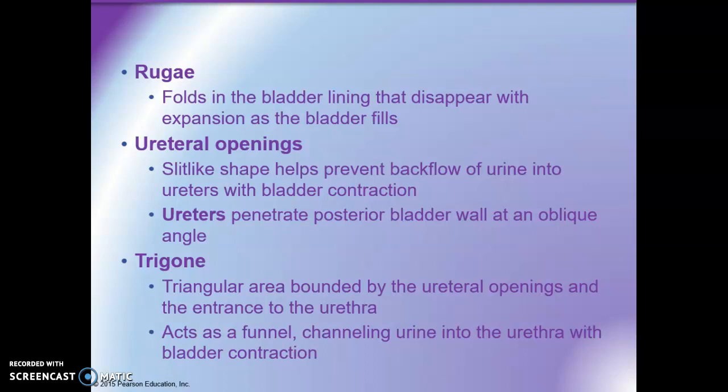The ureteral openings have a slit-like shape that helps prevent backflow of urine into the ureters with bladder contraction. Ureters penetrate the posterior bladder wall at an oblique angle. The trigone is a triangular area bounded by the ureteral openings and the entrance to the urethra. It acts as a funnel, channeling urine into the urethra with bladder contractions.